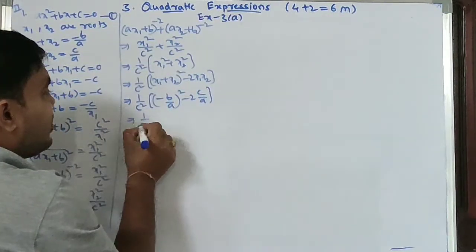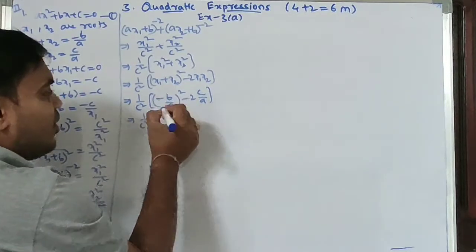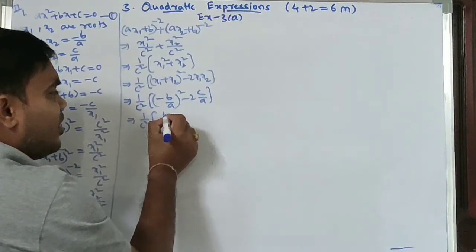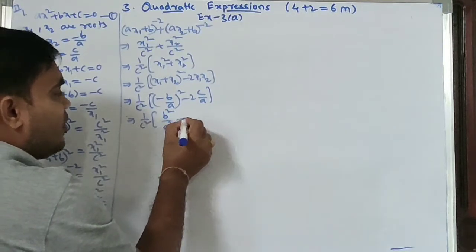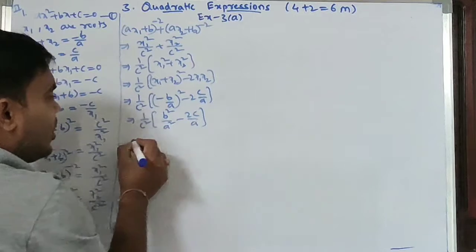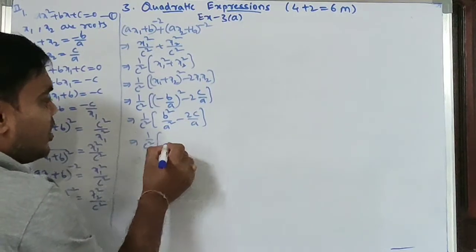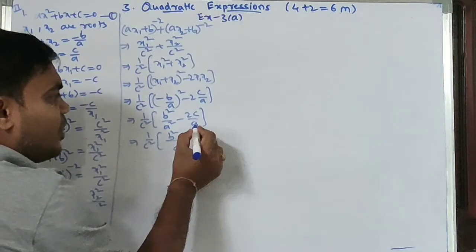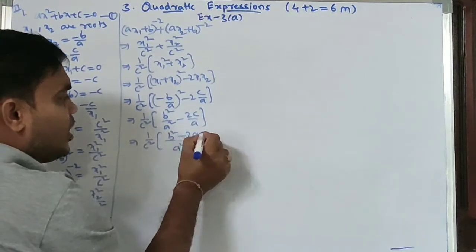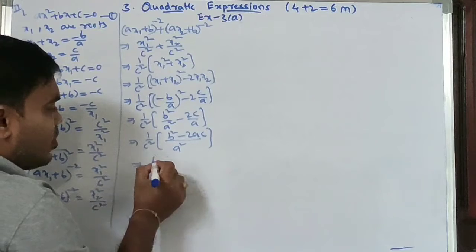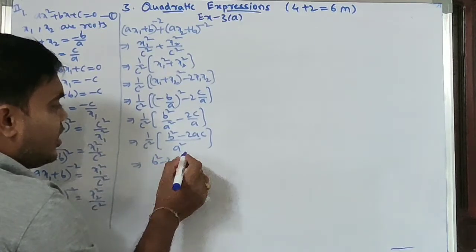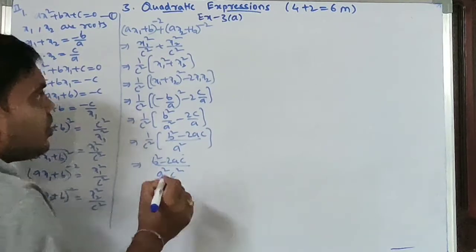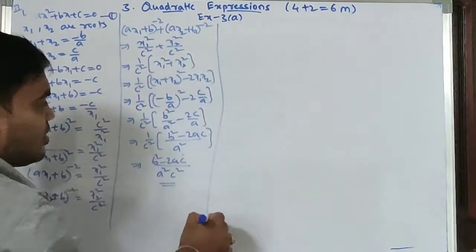Taking LCM, 1/c² times ((-b/a)² - 2c/a), which is b²/a² - 2c/a. So, 1/c² times LCM a², (b² - 2ac)/a². So, (b² - 2ac)/(a²c²). This is the required answer.